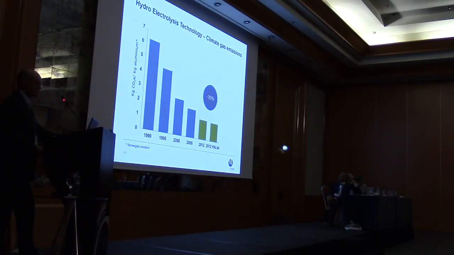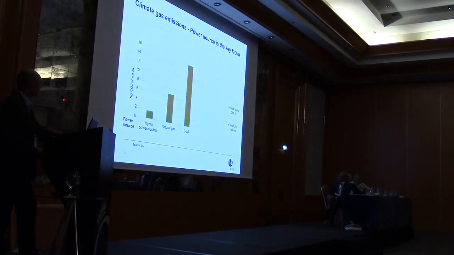Hydro has also put a lot of emphasis on reducing specific direct CO2 and other climate gas emissions from the electrolysis process, and has since 1990 reduced these by over 70% for the smelters in Norway. This graph shows the total emissions from electrolysis production, including the indirect coming from the power source. The power source is a key factor regarding total climate gas emissions from aluminium production, since indirect emissions from coal-based electricity is about 9 times as high as the direct emissions from the electrolysis. And this then reflects black coal and not brown coal.